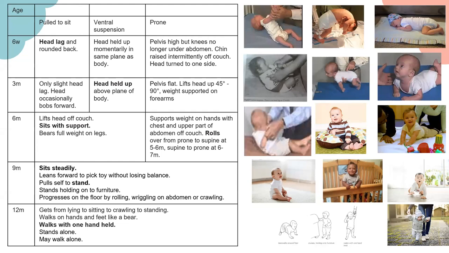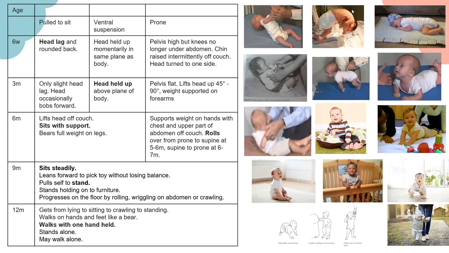Ventral suspension is a maneuver where you hold the baby in a ventral position and suspend. And we would observe either the head is, for example, in the second column, the first picture is like a floppy baby, right? Okay, so this is the newborn. The picture below is at 3 months, where the head can be held up above the plane of the body. This is basically to see the neck support of the baby, the upper support, and the posture support, which is the prone posture. We would expect in the third picture on the right that the pelvis is high but the knees are no longer under the abdomen. The chin can be raised intermittently, and then the head turned to one side. This is at 6 weeks and 3 months.